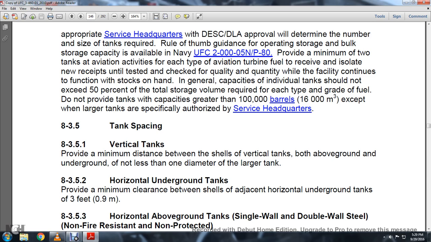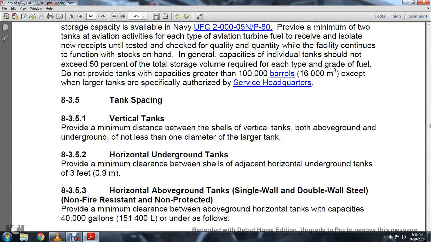8.3.5 Tank spacing. 8.3.5.1 Vertical tanks shall be provided with a minimum distance between the shells of the vertical tanks, both above ground and underground, of not less than 1 diameter of the larger tank. 8.3.5.2 Horizontal underground tanks shall be provided with a minimum clearance between the shells of adjacent horizontal underground tanks of 3 feet.